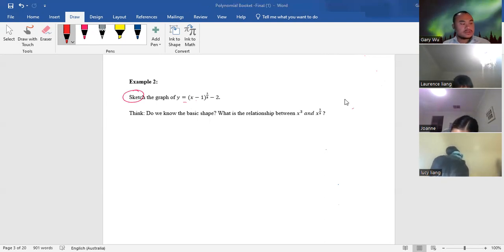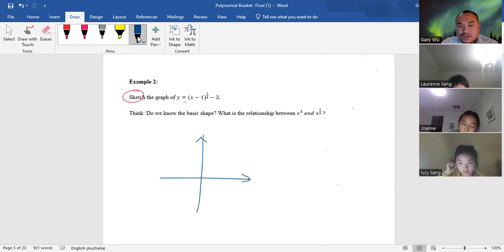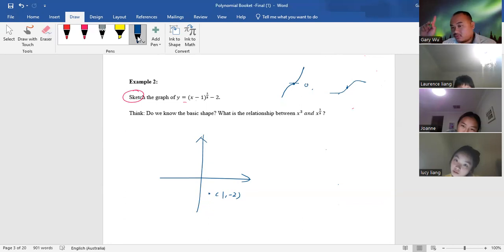Okay. All right, so let's talk about it. Lucy and Lawrence, if you finish, you can look here. So first of all, how do we translate? We translate 1 unit to the right and 2 units down. Okay, so this one is (1, -2). But this is not a stationary point of inflection, because here the gradient is 0, right? And then if you go like this, this one is actually vertical. And what's the gradient for a vertical line? Joanne, do you remember that? What's the gradient for a vertical line?